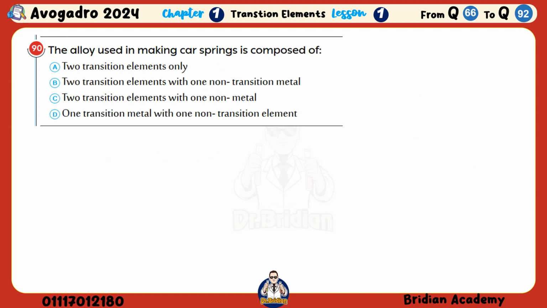Question number 90. The alloy used in making car springs is composed of vanadium plus steel.